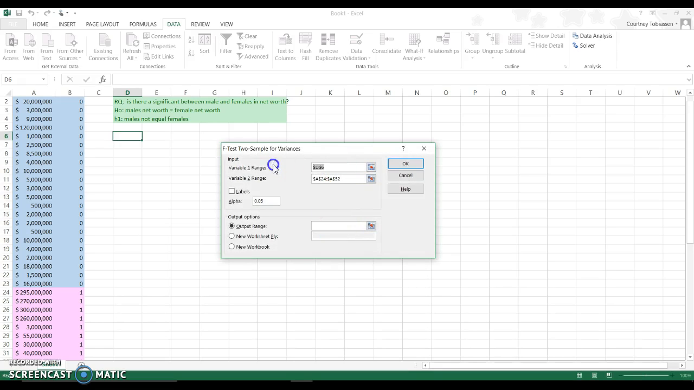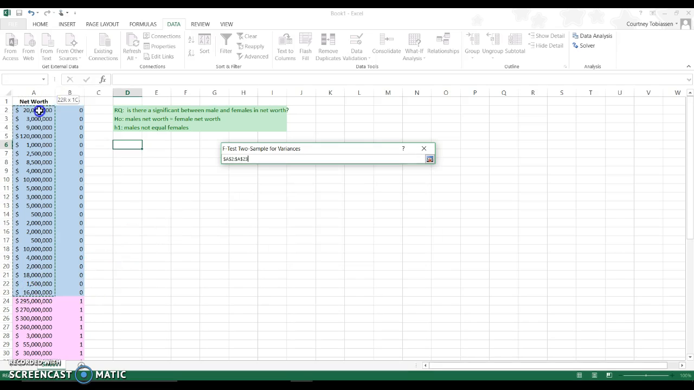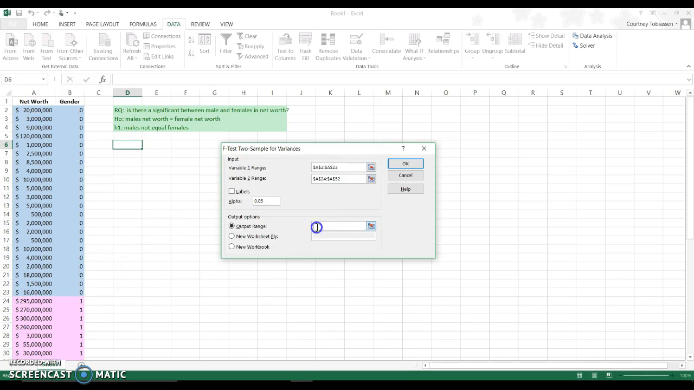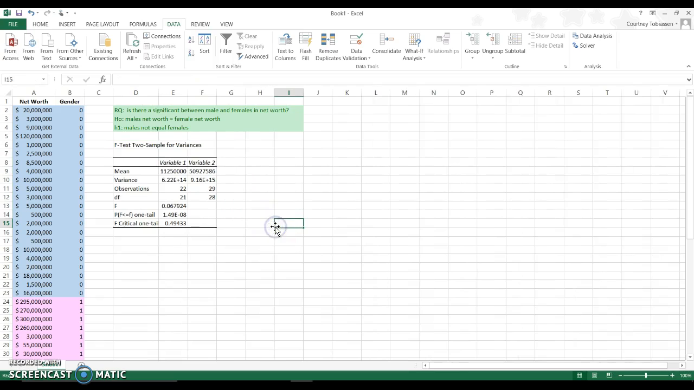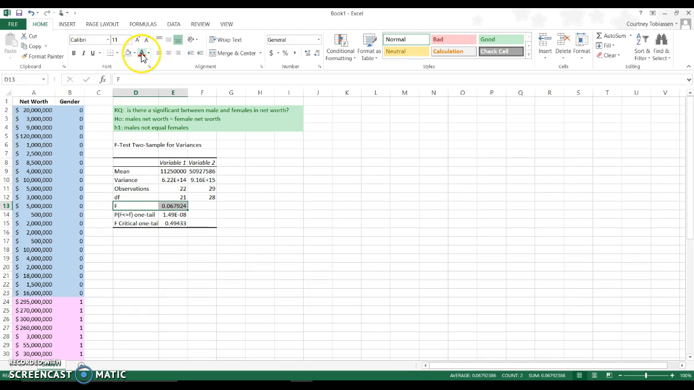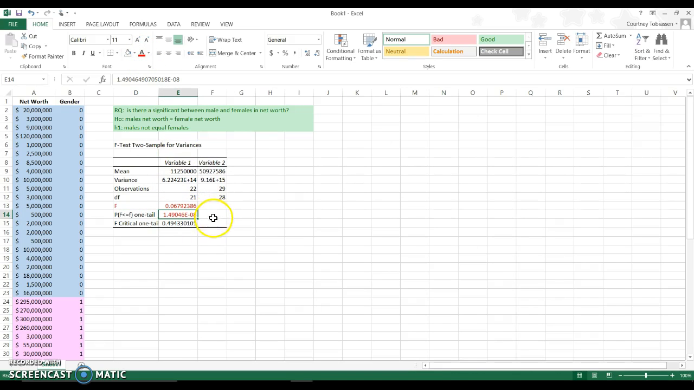Net worth, output range, right there. There we go. Alrighty, a couple things that we need to know here. This is the variance and the mean for all of these guys. That right there is my F-test, so Excel did that one for me. And this is my p-value associated with that. Keep in mind that e to the negative 8 means there are 8 zeros in front of this 1. So this value is significant.